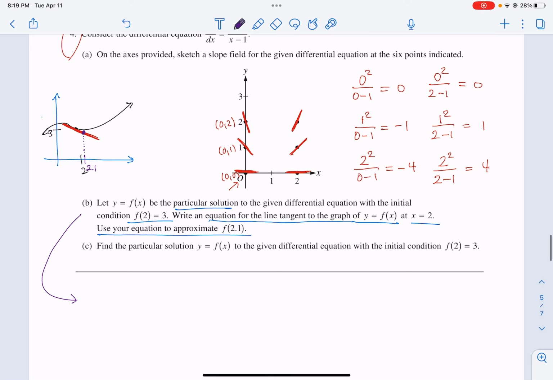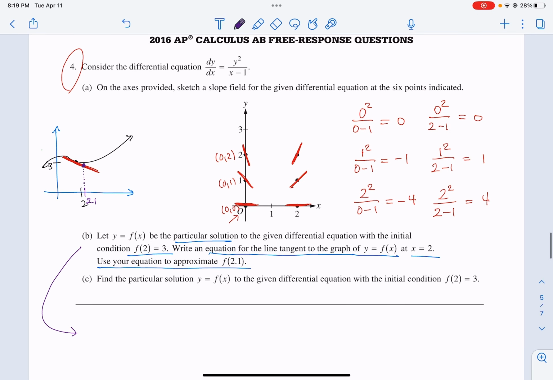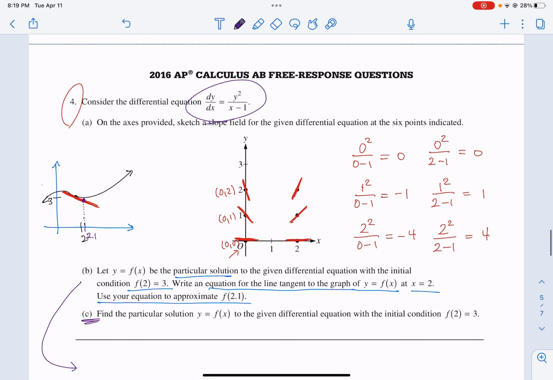Well, we're not solving the differential equation. That's going to come in part C. We just want the equation of that tangent line. So we already have a formula that spits out the derivative, or the slope of the tangent line, at any point. It's an implicit derivative, but it can still work.